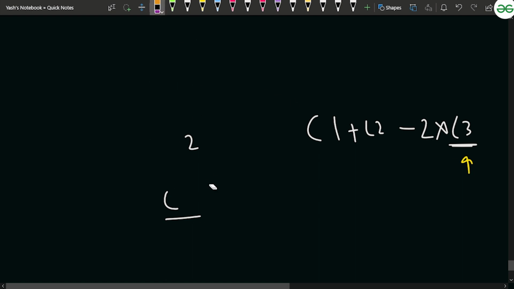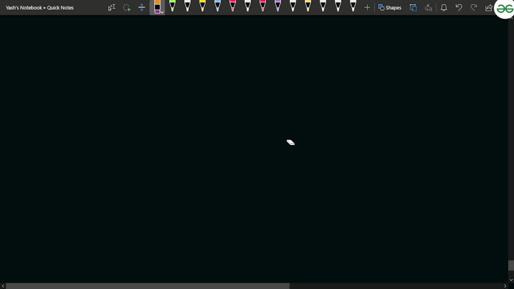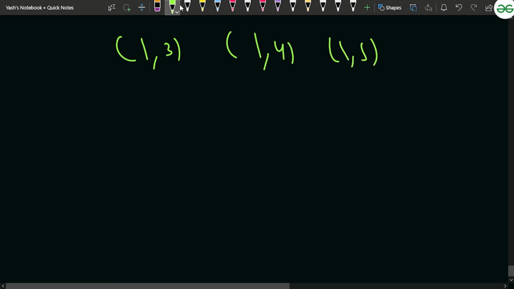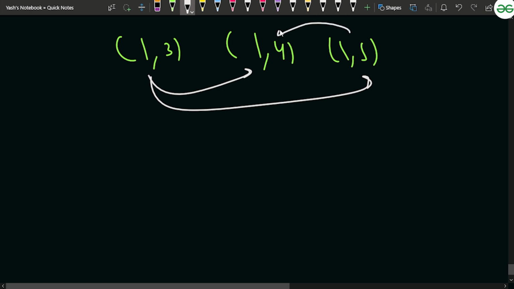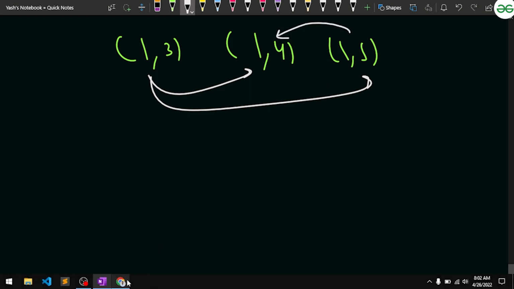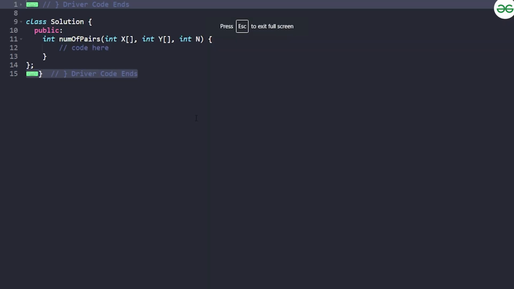And if I give you a basic example, as I told you, if you take the points 1 comma 3, 1 comma 4 and 1 comma 5, in this case how many pairs will you have? You will have a total of 3 pairs, right. Basically this and this, then this and this, and this and this, right. So total this many pairs, and you will be counting it with the help of a map and the counter, right. So let's try and implement the code for this particular approach.